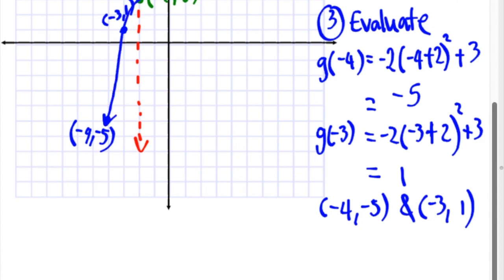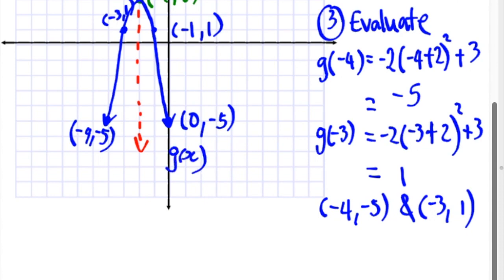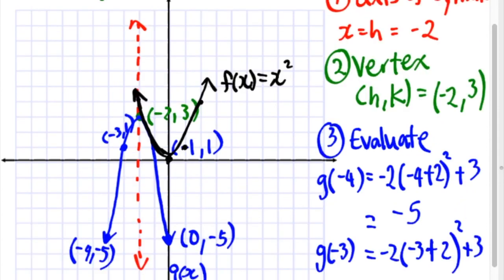And as I've told you, this is going to be a frown, a downward U or downward parabola. So I get (-1, 1) as the other coordinate, and (0, -5) as the second coordinate. So connect the coordinates, and that is your g(x). Now let's compare with your parent function f(x) = x squared. And here is your function f(x) = x squared.